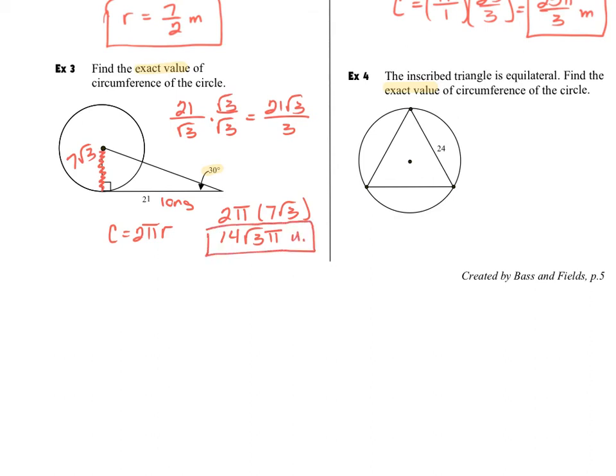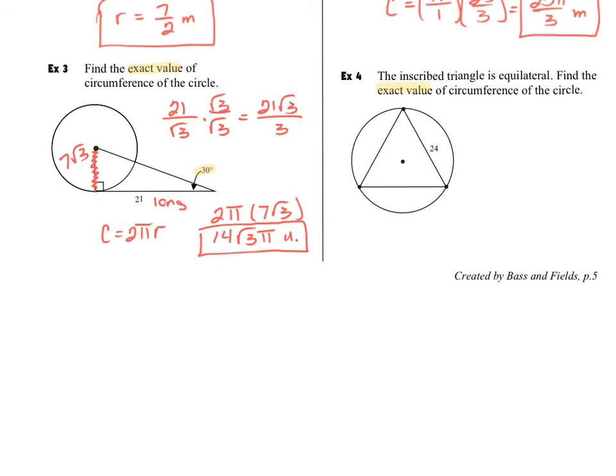Now, technically, we could reverse these two. We could write 14 pi radical 3. This is just typically how I write it, but I'll certainly take it the other way. All right, last one that I've got going on here is going to be find the circumference of this circle right here. I'm specifically given the fact that this triangle is equilateral.